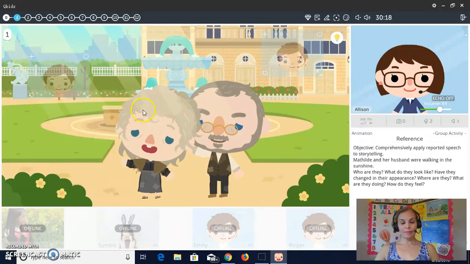So at the beginning, you really just make observations. Who are they? What do they look like? How have they changed since the last time we saw them? Because any child that is in this particular lesson has already seen these characters in previous lessons.